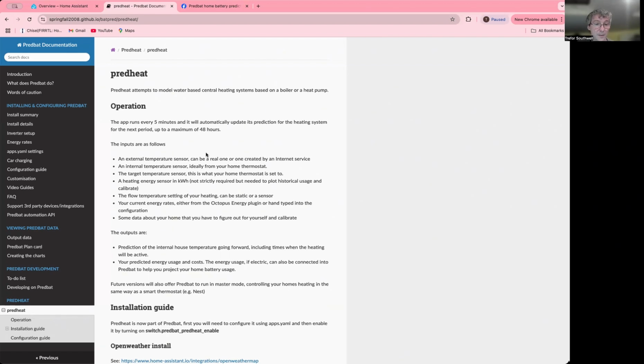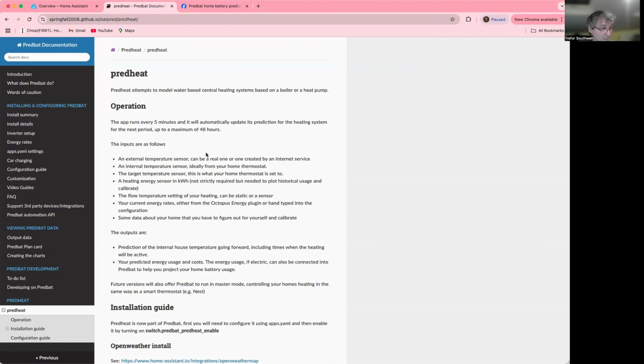And then you need some sort of internal temperature sensor, ideally your home thermostat. It's whichever thing you're going to use normally to control your heating. And you also need a target temperature sensor. This is basically what you set your thermostat to. This has to be something with history because you can adjust the thermostat, and then Predheat will use the history to predict how you're going to adjust it in the future.